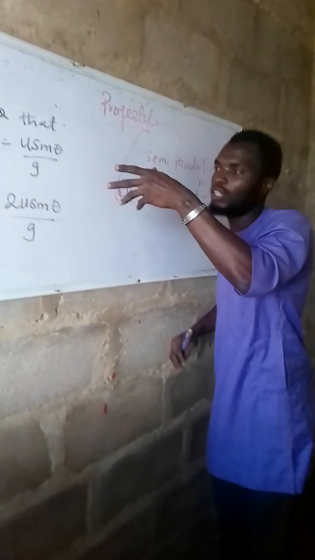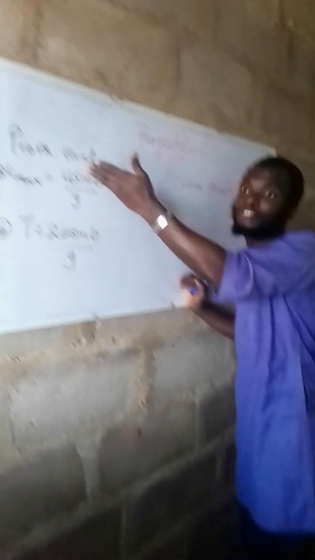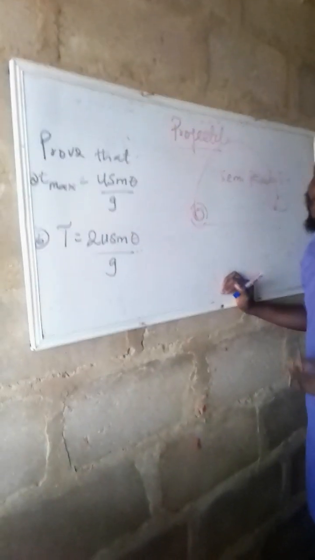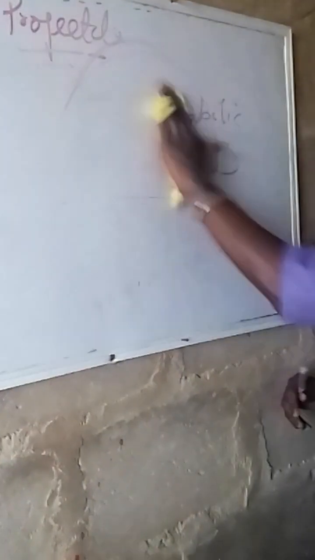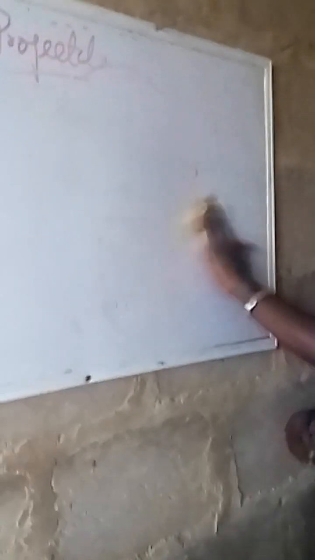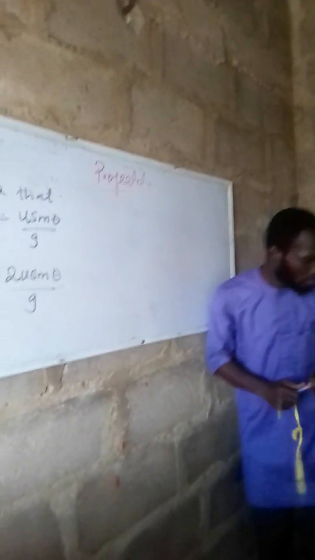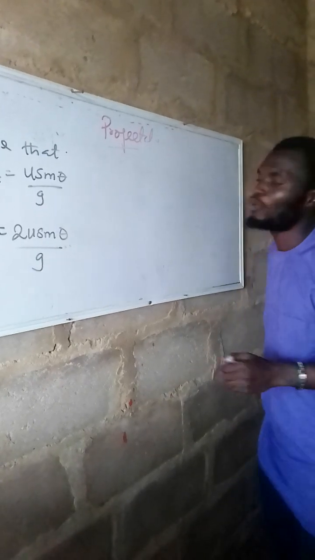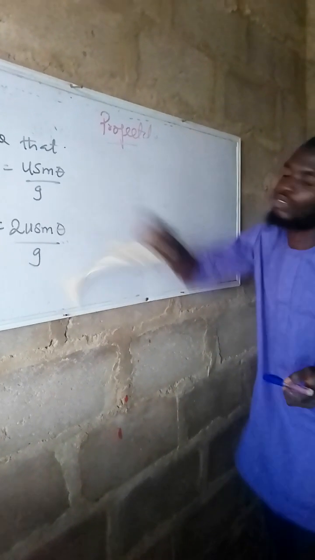Now let's try and prove this. In the exam, you have to prove this. It's very simple. How are we going to do that? Recall from your equations of motion. What is that equation of motion? You know we have a series of equations of motion, but let's quickly go straight.